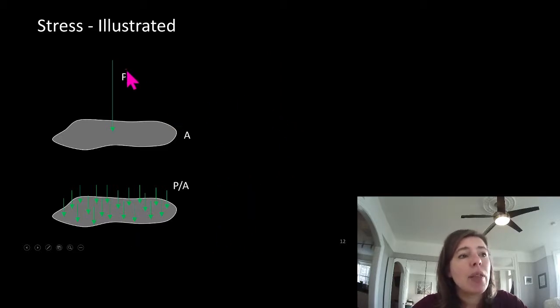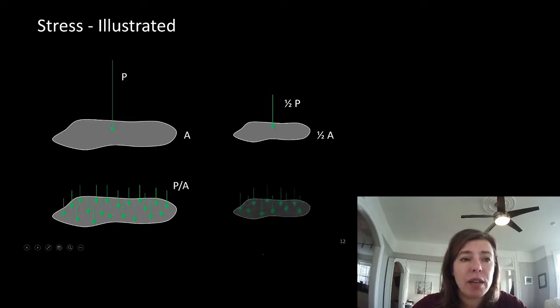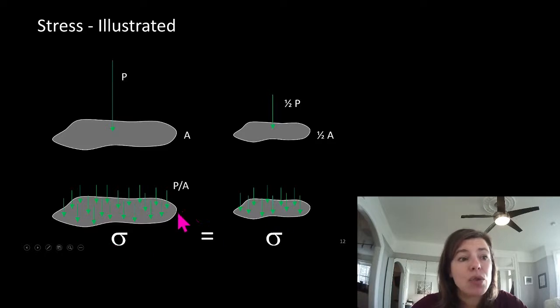Let's take a look at another one. We have our force over our area, or P divided by A for stress. If we took half the force over half the area, what do we think? Does the stress go up or down? We have half P divided by half area, or P divided by A. The stress is the same on both of these. And that's why this is really handy.